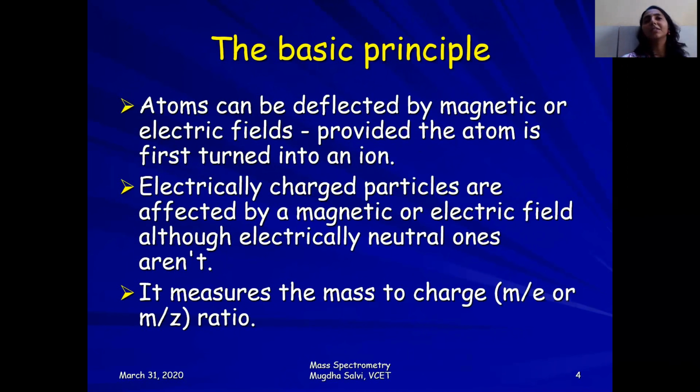So, what is the basic principle of mass spectrometry? Atoms can be deflected by magnetic or electric fields. All of you will agree to this, provided that the atom is first turned into an ion. Electrically charged particles are affected by a magnetic or electric field, although electrically neutral ones aren't. It basically works on the principle of mass to charge ratio.